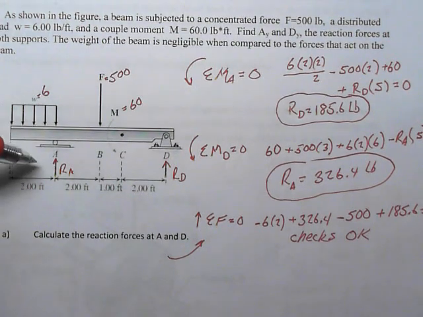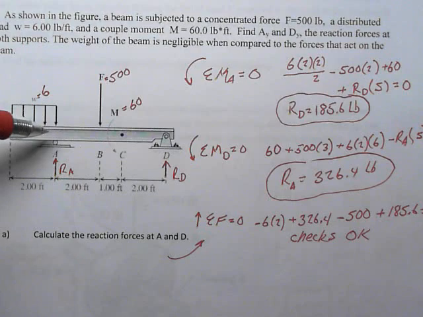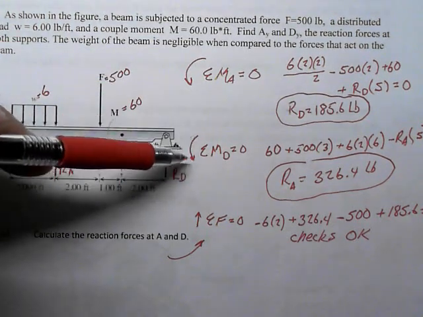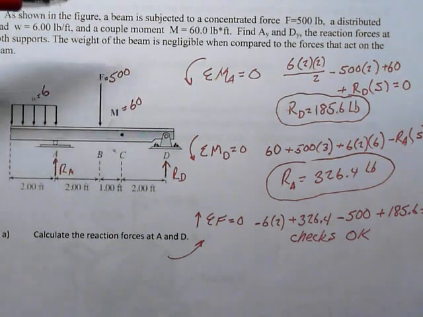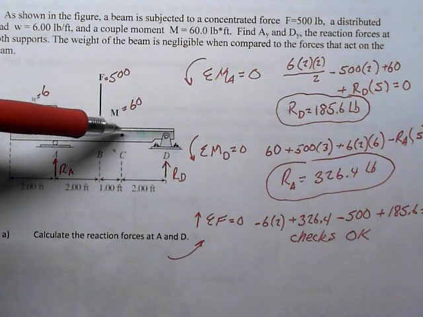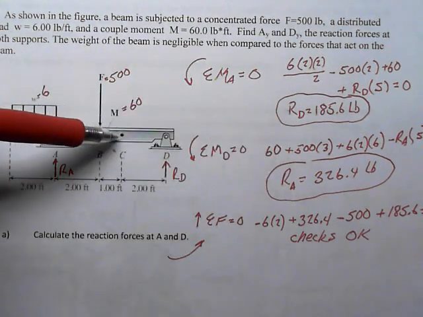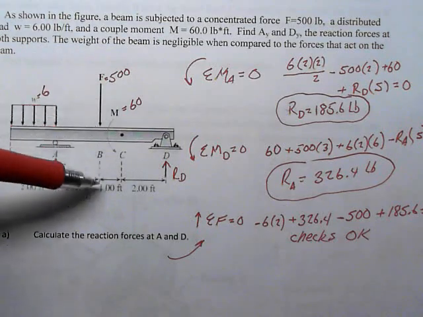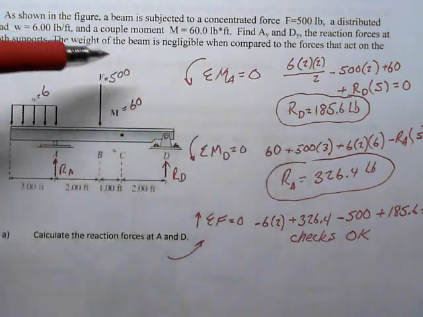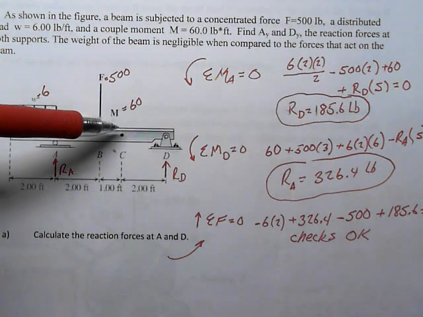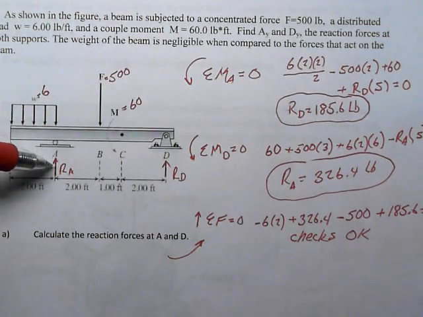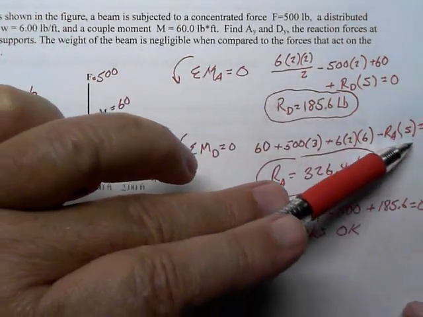Then I could just sum forces to get R_A, and I'm going to do that in just a second. Instead, I'm going to sum moments about D first. Again, I'm going to say that counterclockwise is positive. And so summing moments about D, I've got the 60. I did that in an odd order. I've got the 60 here. And I've got the 500 force acting through a distance of 3. Both of those cause positive moments. I've got R_A causing a negative moment acting through a distance of 5. You can see that.